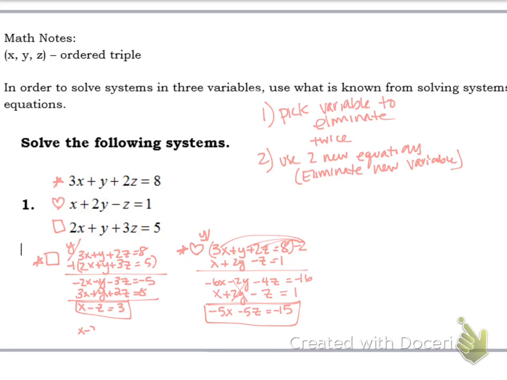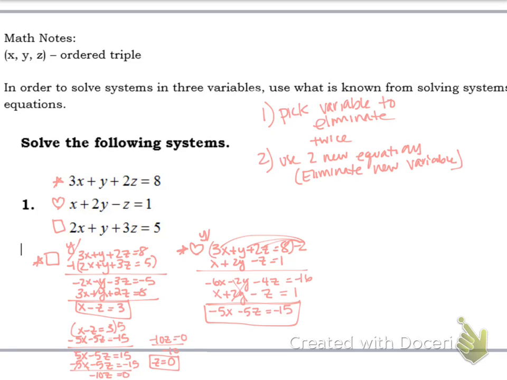So x minus z equals 3, and negative 5x minus 5z equals negative 15. If I want to eliminate x, I'd have to multiply this by 5. So I would get 5x minus 5z is equal to 15. Drop my untouched underneath it. When I add, my x's cancel, I get negative 10z equals 0. Divide by negative 10, so I'm going to get my z to equal 0.